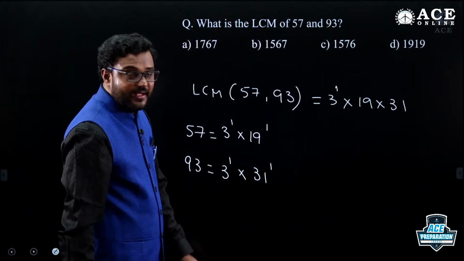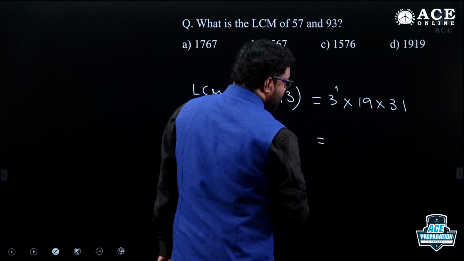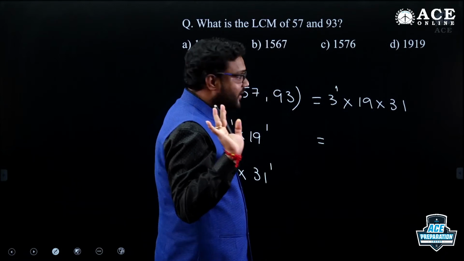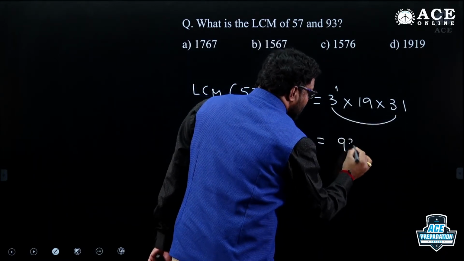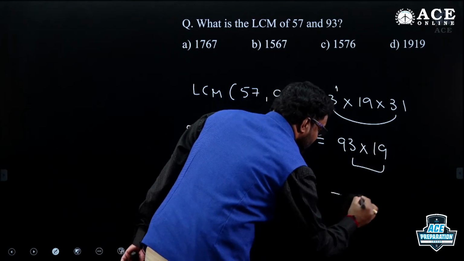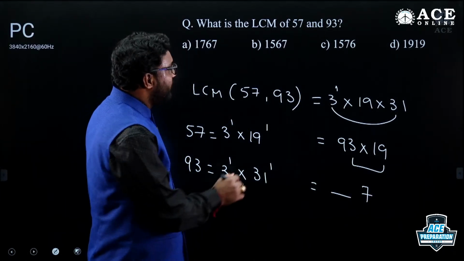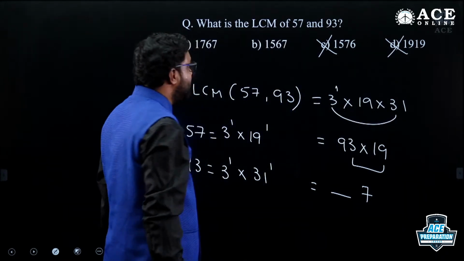So now here, see, 3, check the units place first. I'll just write the units place only. Or else you can find 3 into 31, 93, sir, then 93 into 19. 3 into 9, 27, your answer must end with 7. Two options are available, sir. Okay. A and B both are available.